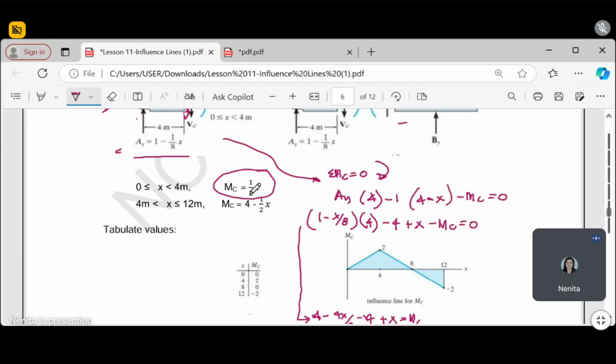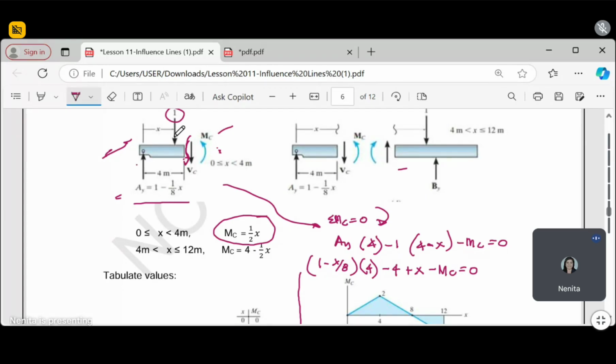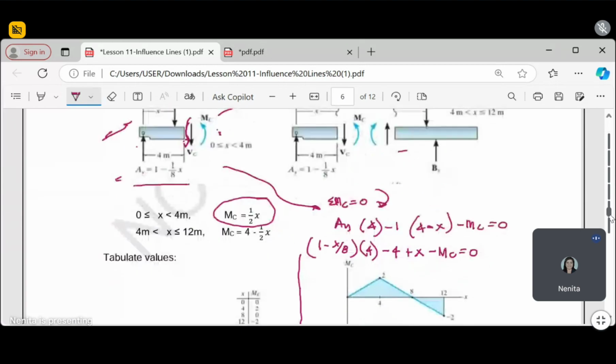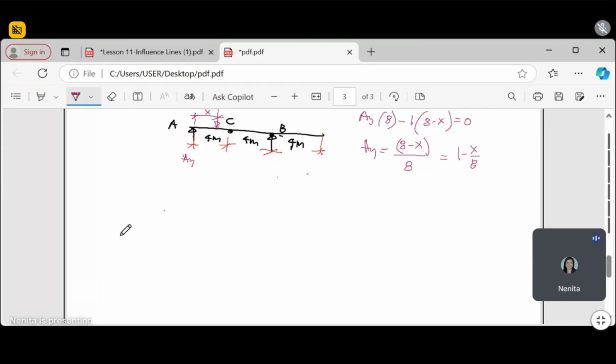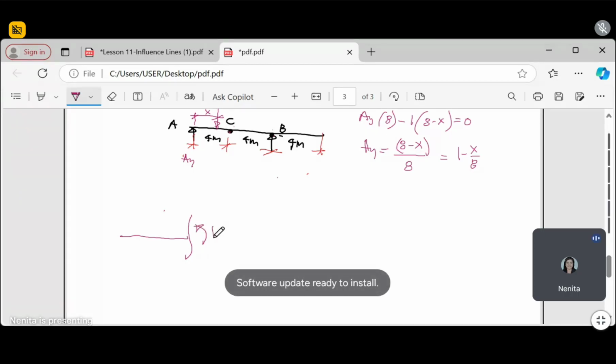Now, to get the value of x if your 1 unit load is at the right side, gagamitin natin ang the same free body. Ang 1 lang ang mawawala. Pag nawala si 1, ating solve na ang MC. So, wala na si 1.